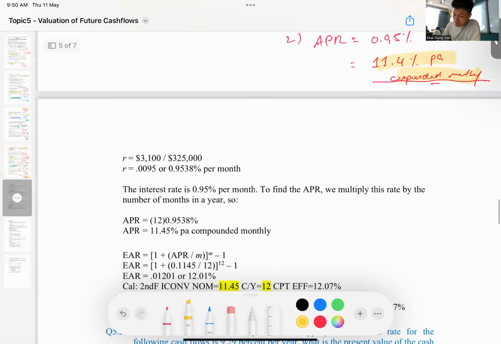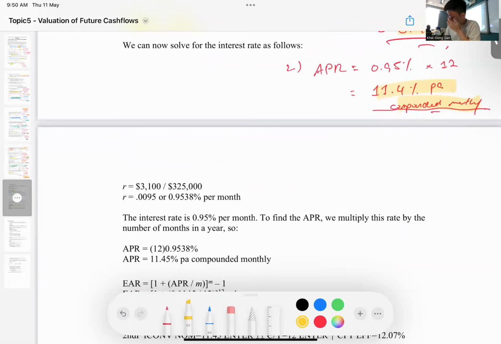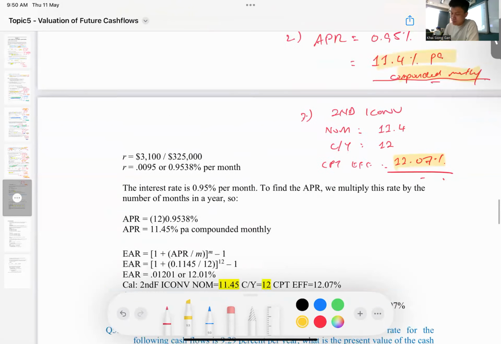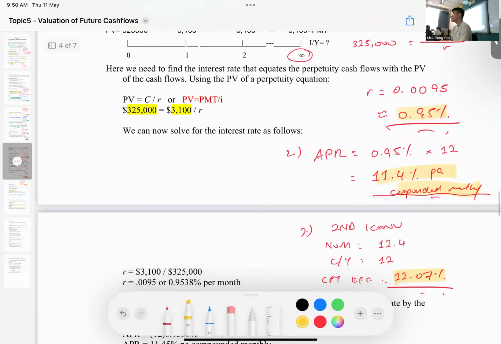Okay, then I can calculate my EAR. Second, I conv. Nominal rate is 11.4, compounded 12 times, and then compute EFF. Okay, you will get 12.07%. So 3 things here.